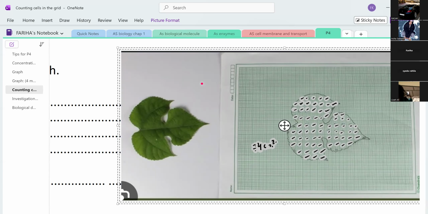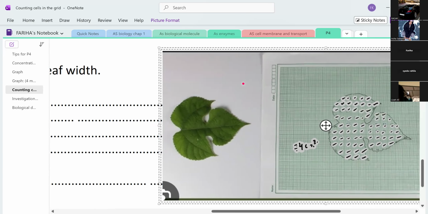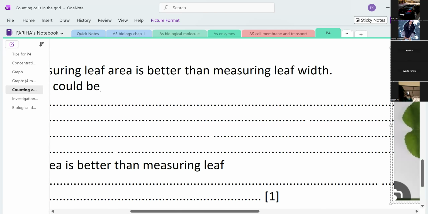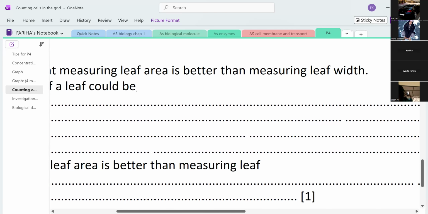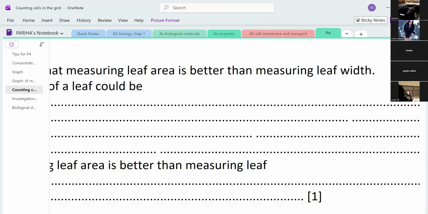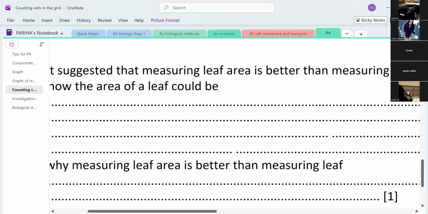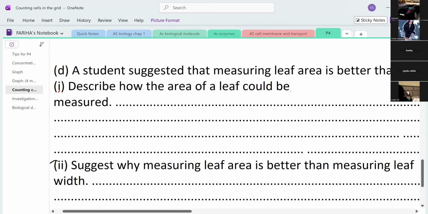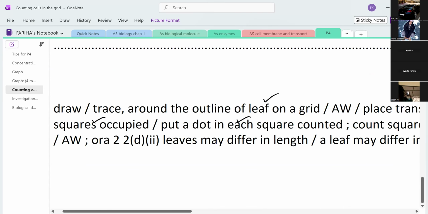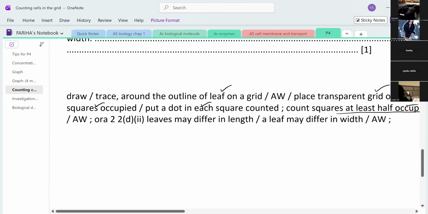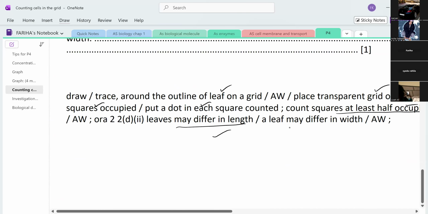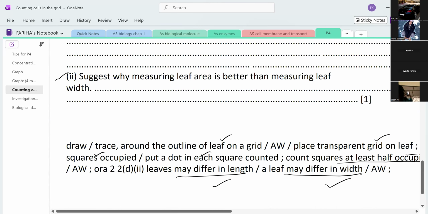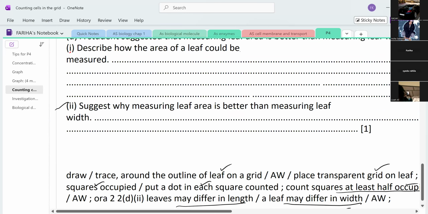Okay, because the leaf width can vary from all the sides, but while we are measuring the area, it can cover the entire leaf. That's why measuring the leaf area is better than measuring leaf width, because leaves may differ in length or in width. That's why measuring leaf area is better than measuring leaf width, okay.